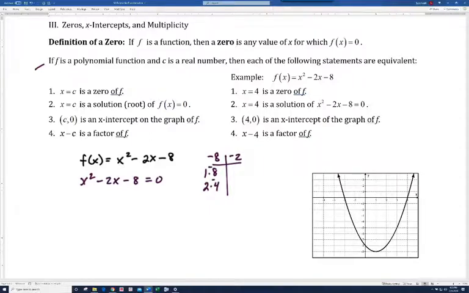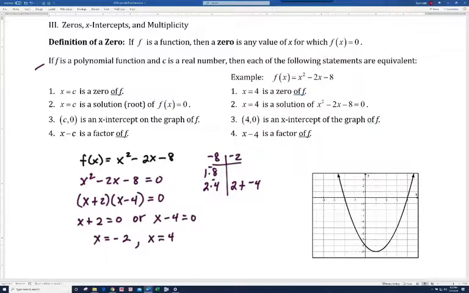And so you can see that 2 plus negative 4 is going to be the numbers that work, because 2 times negative 4 is negative 8, and 2 plus negative 4 is negative 2. And so we're going to go ahead and factor this as x plus 2 times x minus 4. We set each of our factors equal to 0, and so we get negative 2 and 4 as solutions. And in fact, these are our zeros. And so we've confirmed that x equals 4 is a zero of f.